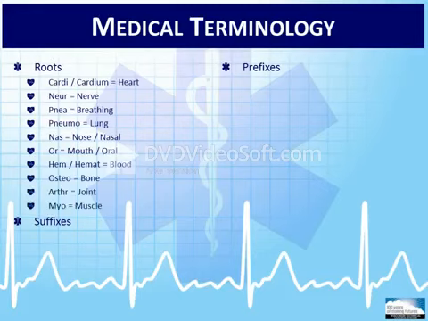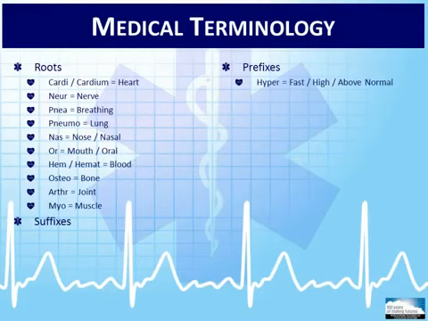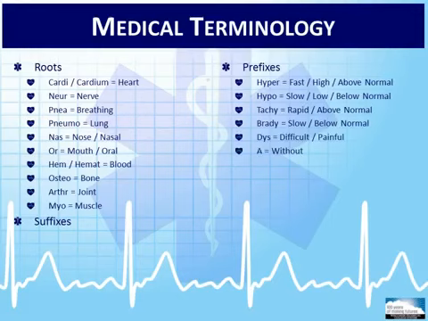Prefixes are added to the beginning of roots to modify or qualify their meaning. Some common prefixes include hyper for fast, high, or above normal; hypo for slow, low, or below normal; tachy for rapid or above normal rate; brady for slow or below normal rate; dis is difficult or painful; a is without; cyan is blue; intra means inside or within; quad refers to four; bi refers to two.